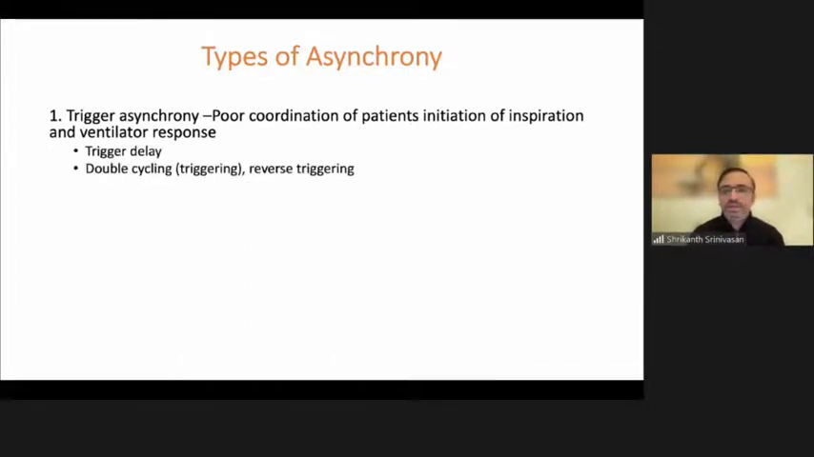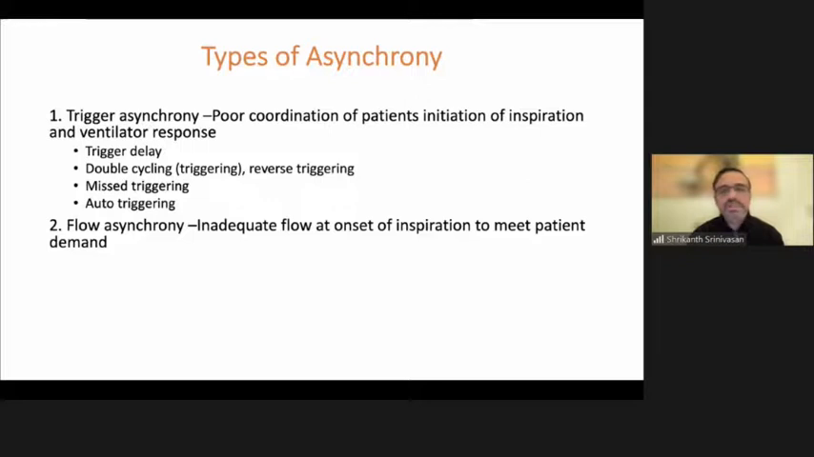This could be manifesting in the form of delayed triggering. That means the patient's requirement was a few milliseconds before the actual breath started, as triggered by the ventilator. It could be double triggering, where two breaths are being given in one go, or reverse triggering. This is a rather newer kind of triggering asynchrony. We'll talk a bit about this; I'll show exactly what it is. Could be mistriggering, where the patient is trying to take a breath, but no breath is being delivered. Could be auto-triggering, where the patient hasn't triggered any breath by himself, but the ventilator continues to constantly give breaths. So these are the different types of trigger asynchrony which we may have.